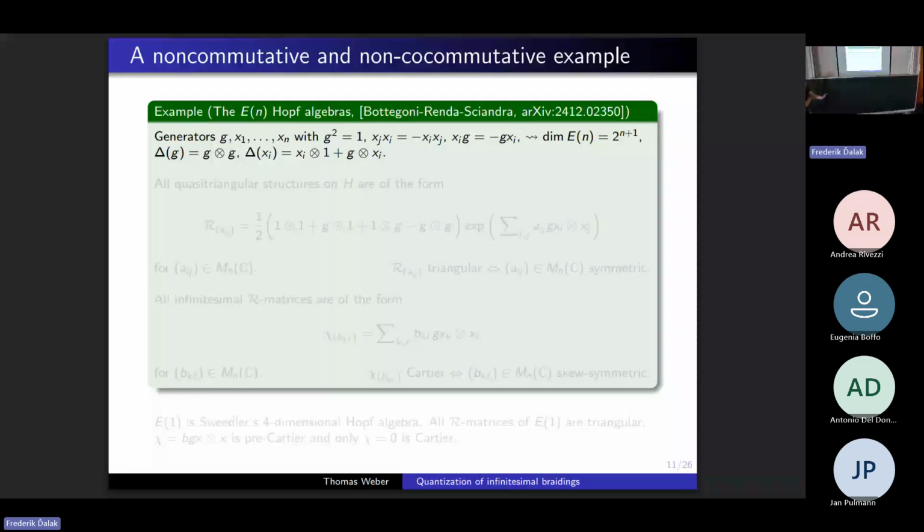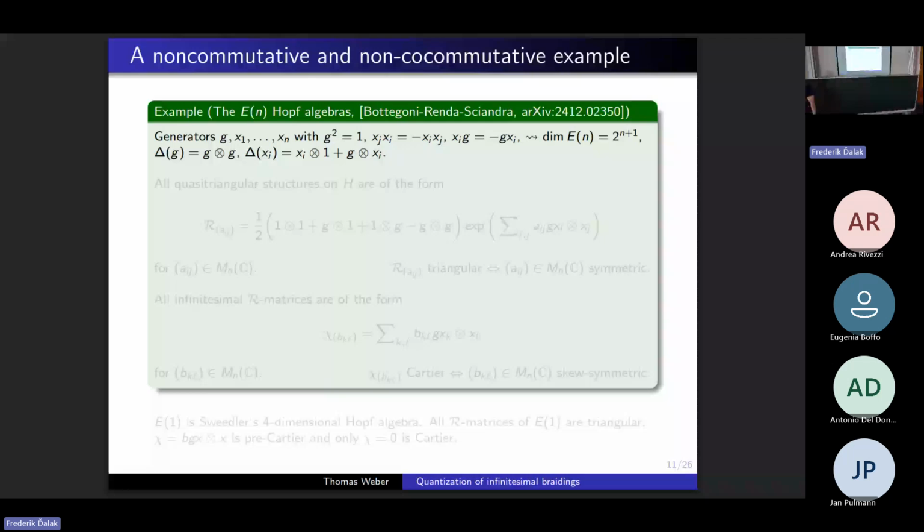And this becomes a Hopf algebra, a bialgebra, with the following rules: g is a group-like element, while the x's are kind of primitive, but not really. They are twisted primitive, where you don't have x tensor 1 plus 1 tensor x, but in the second term there's a g smuggled in. And this is done in a way that it is still a Hopf algebra.